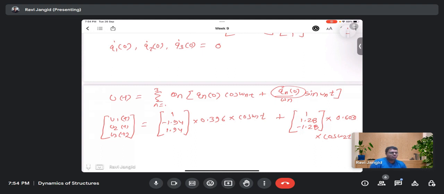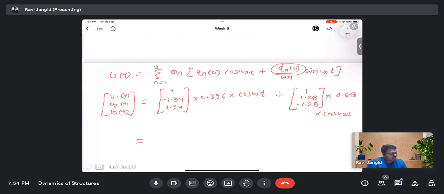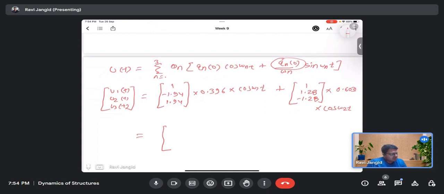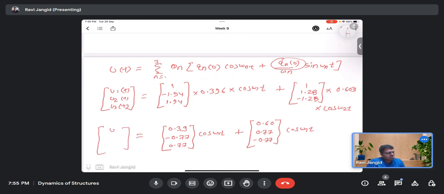No, because my q3 is 0. Okay, so if I simplify this, it comes out to be 0.39, 0.77, 0.77 cos omega 1t plus 0.60, 0.77, minus 0.77 cos omega 2t. So this is my u1t, u2t, u3t. So this is my final answer.